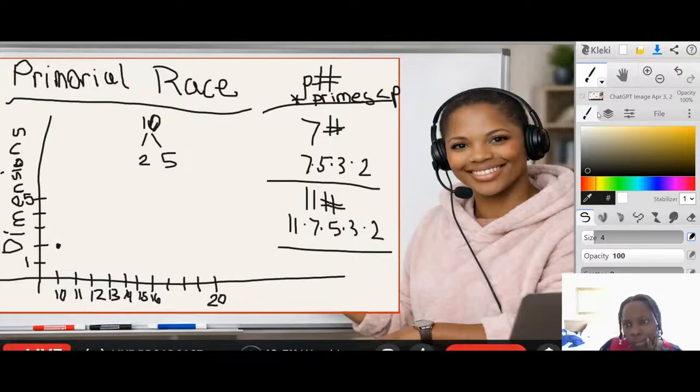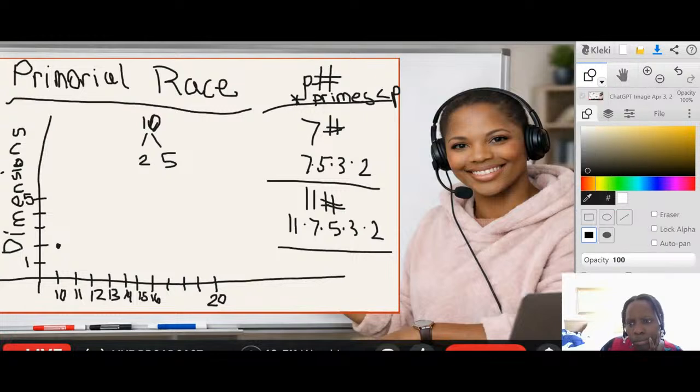Then I'm going to see if I can erase. I don't know that I can erase, but I can fill with a line.